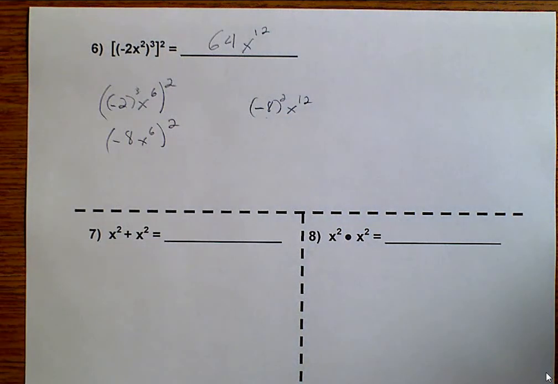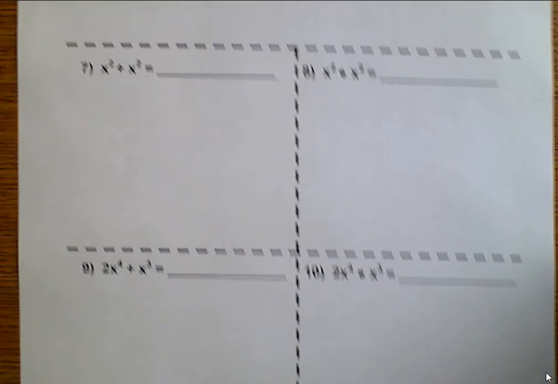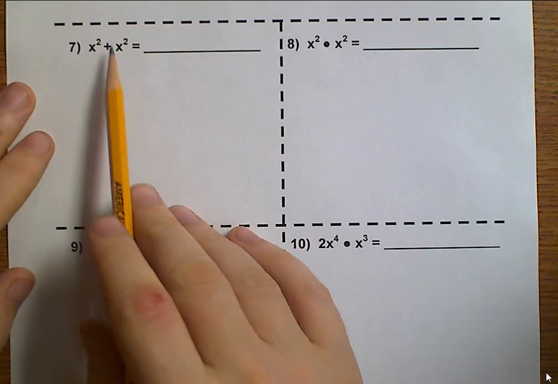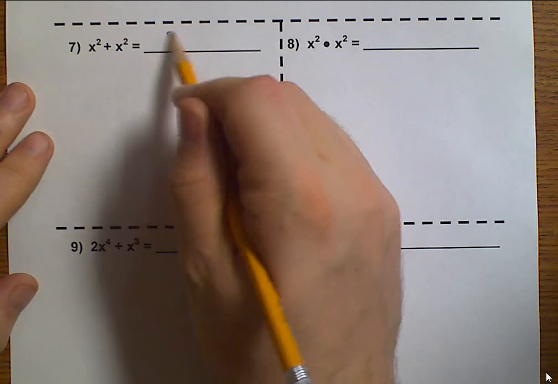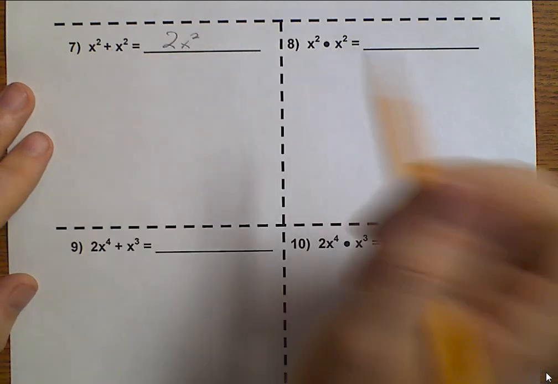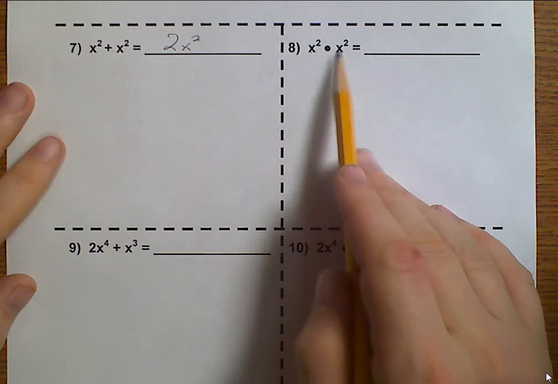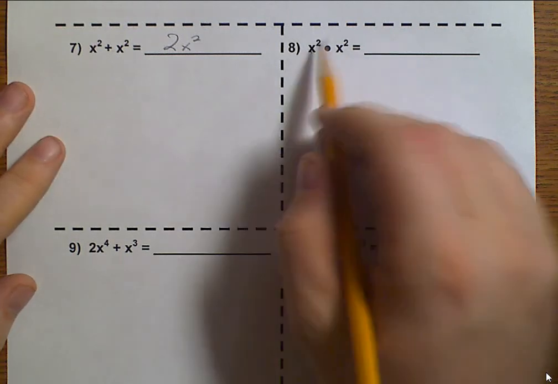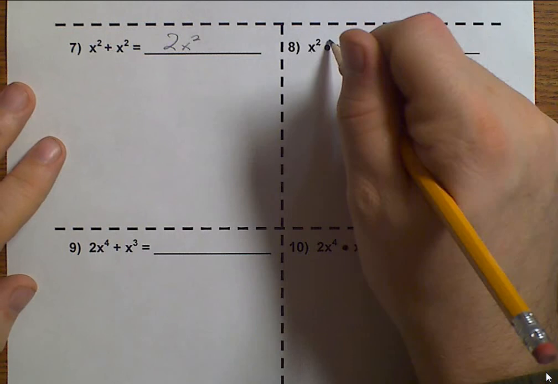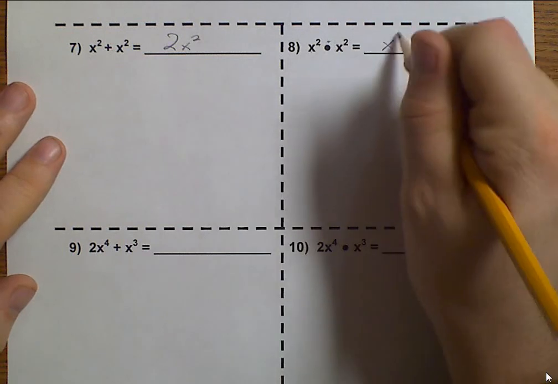Now these next four examples are a little bit of a review. x squared plus x squared, they are the same, so that gives me 2 x squareds. Now x squared times x squared, 2 plus 2 makes 4. So we have x to the 4th.